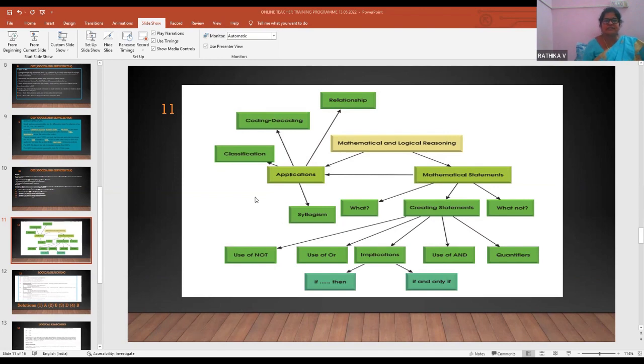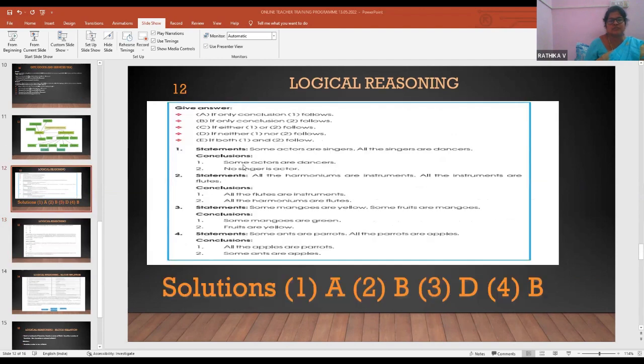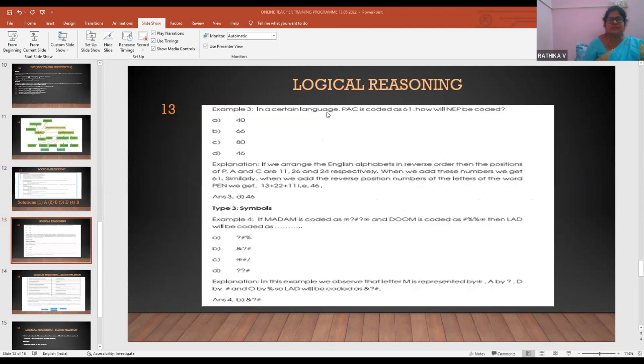So we know what type of questions we get in the exams, Prajna exams, the same thing. See, they give 4 answers, we have to find which statement is correct, which conclusion is correct. And here it is logical reasoning. Like in a certain language, PAC is coded as 61, then NEP is coded as what? So this is a simple logic.